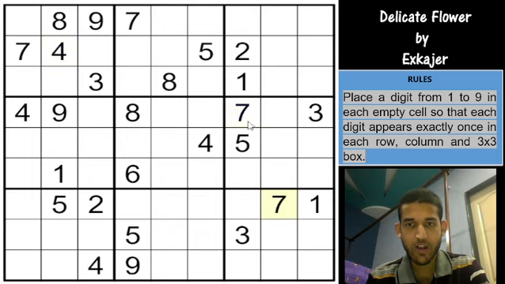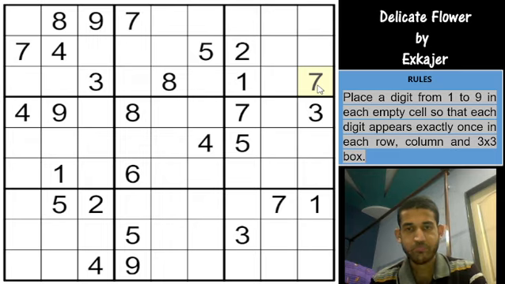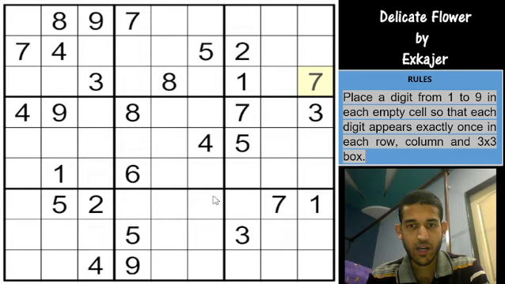Okay, 7 is in column 7 and column 8, and 7 is in row 1 and row 2. That gives me a 7 here. And I don't think you can narrow down 7 to any 2 or 3 cells in any box.